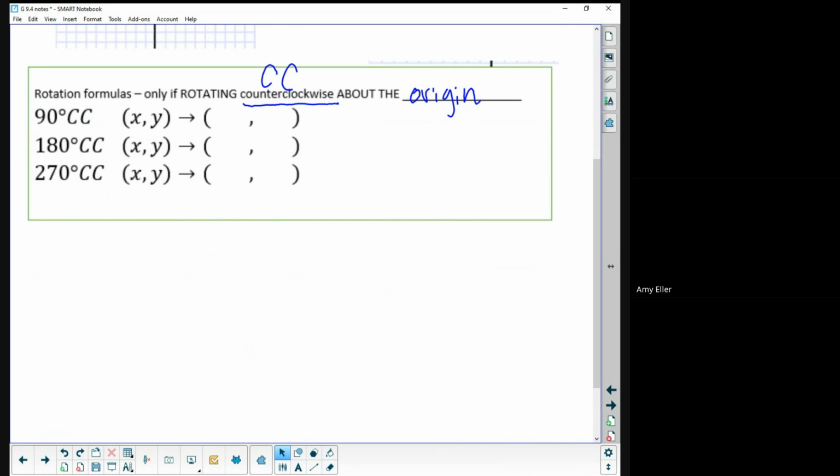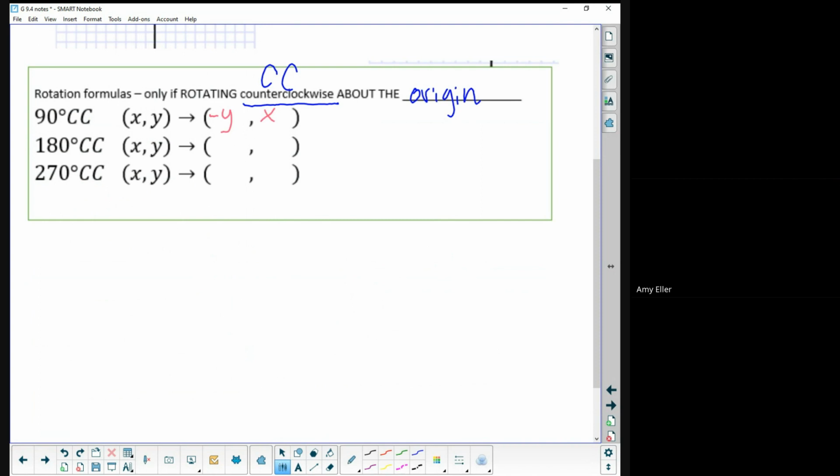So let's look at the patterns you noticed. The very first time you rotated in that activity, it was 90 degrees counterclockwise. What happened with our X's and Y's? They flip-flopped. And then what else? The Y became negative, yes. It's just what happens every single time.